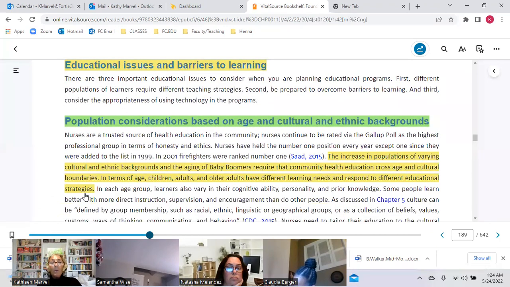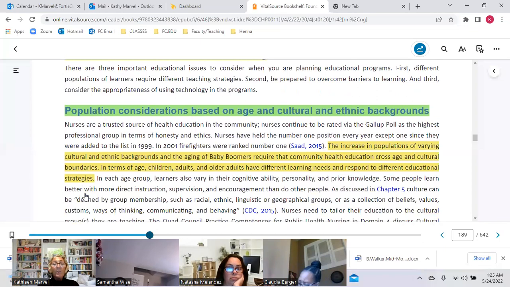What are some things that we need to consider, population considerations based on age and cultural and ethnic backgrounds? What this means is all the different generations that we're teaching. Let's say we're teaching Generation X or baby boomers, or what do they call them, the digital group. Everybody requires different ways of learning or different ways of having things taught to them.